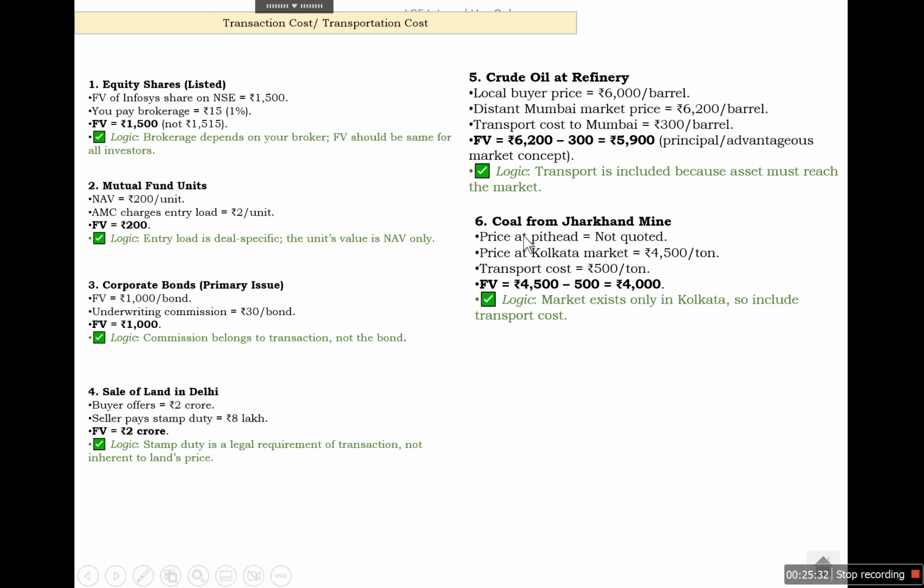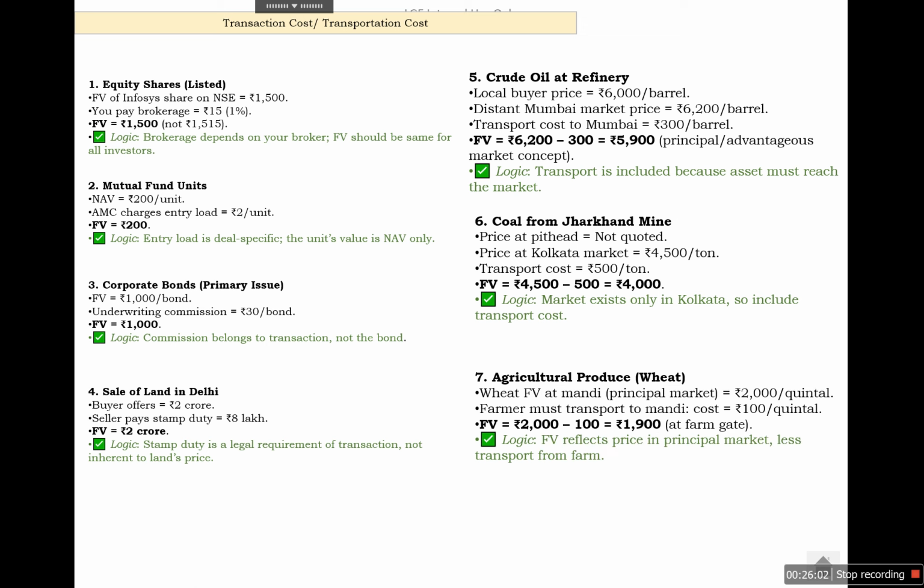Next example is coal from a Jharkhand mine. Price at the mine is not quoted, and the price at Kolkata market, considering it is the principal market, is 4,500 per ton, and transportation cost is 500 per ton. So the fair value will be considered 4,500 minus 500, 4,000. And the logic behind it is that the market exists only in Kolkata. So we need to include the transportation cost while calculating the fair value for the coal.